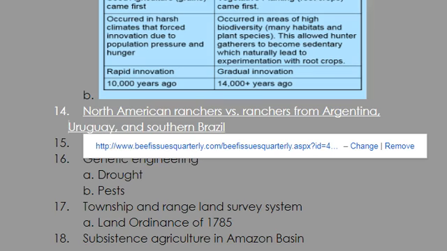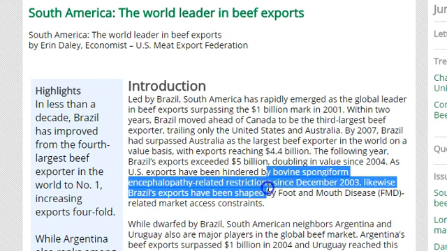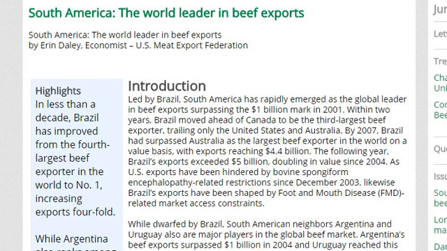So let's take a look at a really quick article that I want you to just be aware of. Okay, as you can see, according to Beef Research Council, South America is the world leader in beef exports, and it's led by Brazil. It has rapidly emerged as the global leader in beef exports, surpassing the $1 billion mark in 2001. Within 2 years, Brazil moved ahead of Canada to be the third largest beef exporter, trailing only the United States and Australia. By 2007, Brazil had surpassed Australia as the largest beef exporter, and as U.S. exports have been hindered by bovine spongiform, Brazil's exports have been shaped by foot and mouth disease, but nowadays, by the way, they have surpassed us.